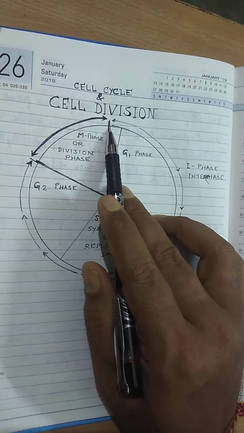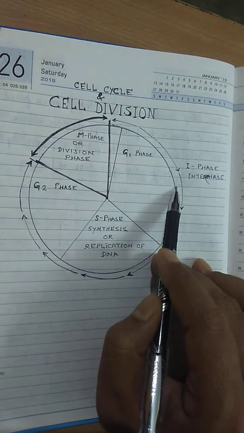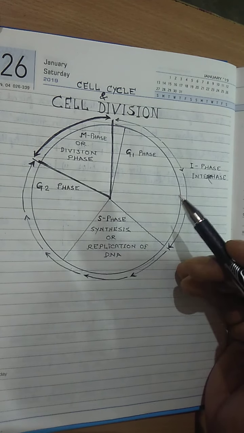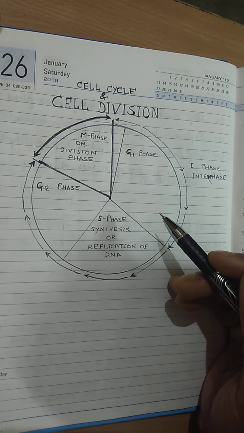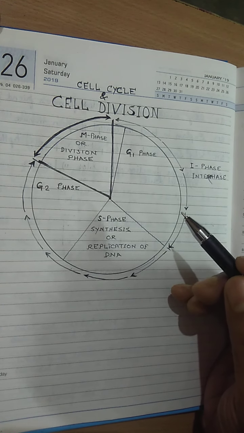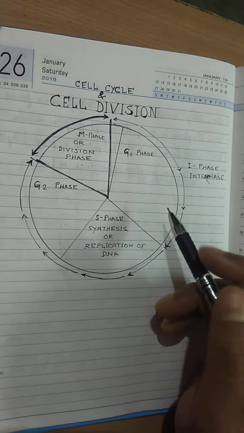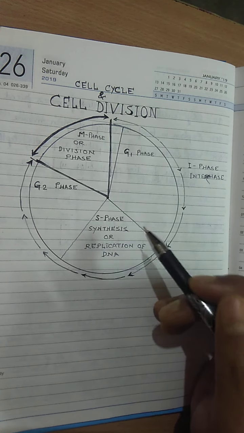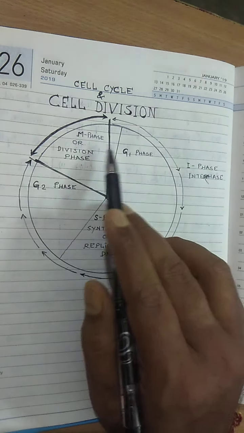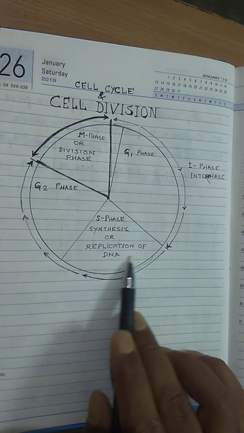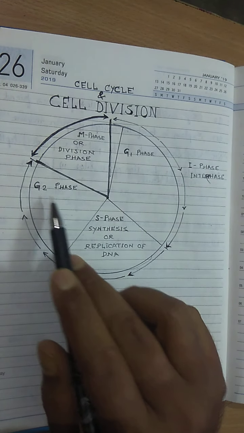After that, the cell may go into another preparation for the next cell division. If it is a highly active and dividing cell like the meristematic tissue or the cells which are developing from the zygote, in case of blastula and all, the cells are in a state of rapid division. There the cells don't stop after division. They once again start getting prepared for the next round of division.